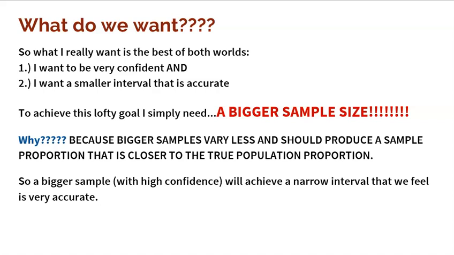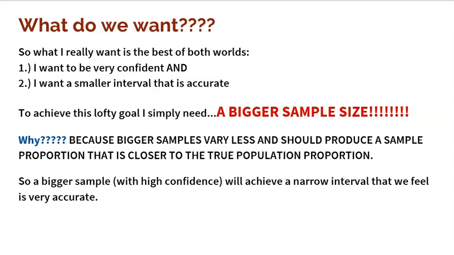Listen, hear me out on this, right? I want to be very confident. Like, I want to consistently do problems where I'm 98, 99% confident. You know, even 95 is okay. But I don't want to be down into the 80s. That would be terrible. I want to be highly confident. And what I just got done explaining was that if you want to be more confident, you got to go wider. Well, I also want a smaller interval because a smaller interval means I am more accurate.